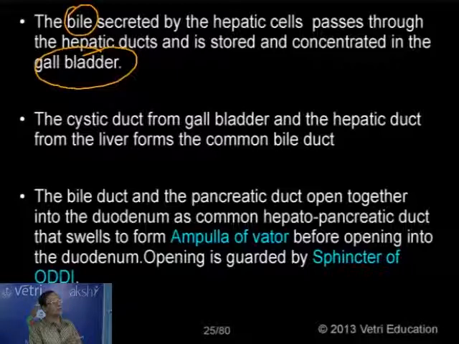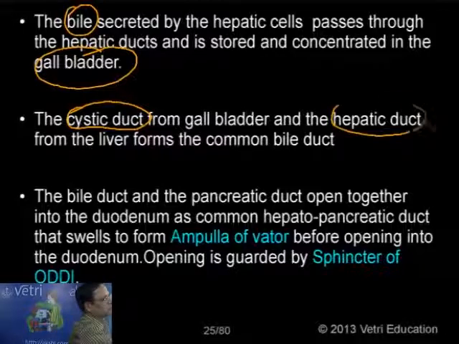So the bile, an alkaline fluid secreted by the hepatic cells, is carried by the hepatic ducts to the gallbladder, where it is stored and concentrated before being discharged into the bile duct to be conveyed to the duodenum for its activity. We have two ducts, one from the gallbladder and another from the liver. The duct arising from the gallbladder is called the cystic duct. The duct arising from the liver cells, that is the hepatic tubules, is called the hepatic duct.